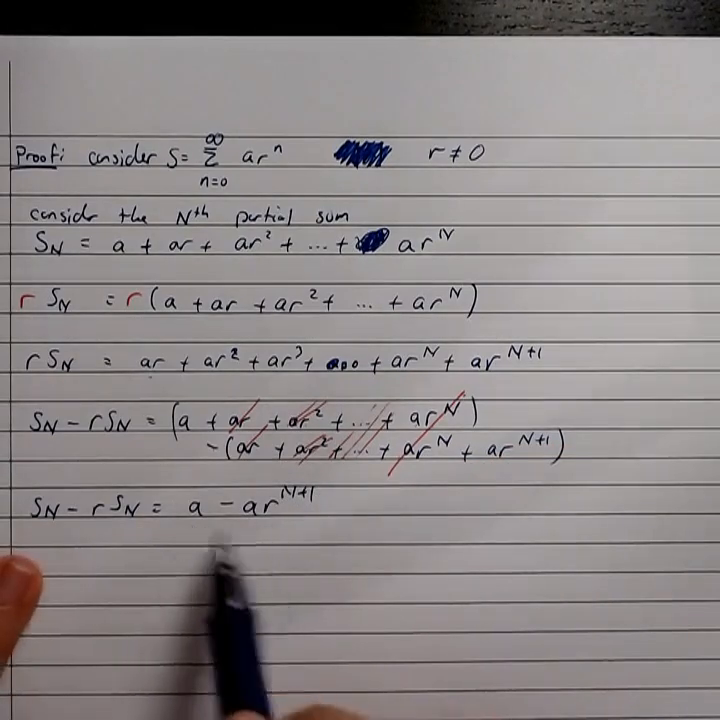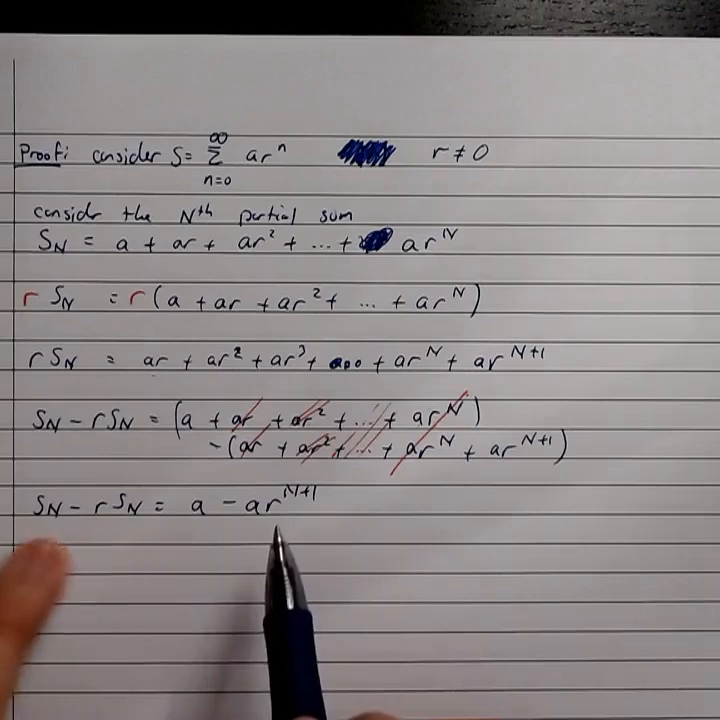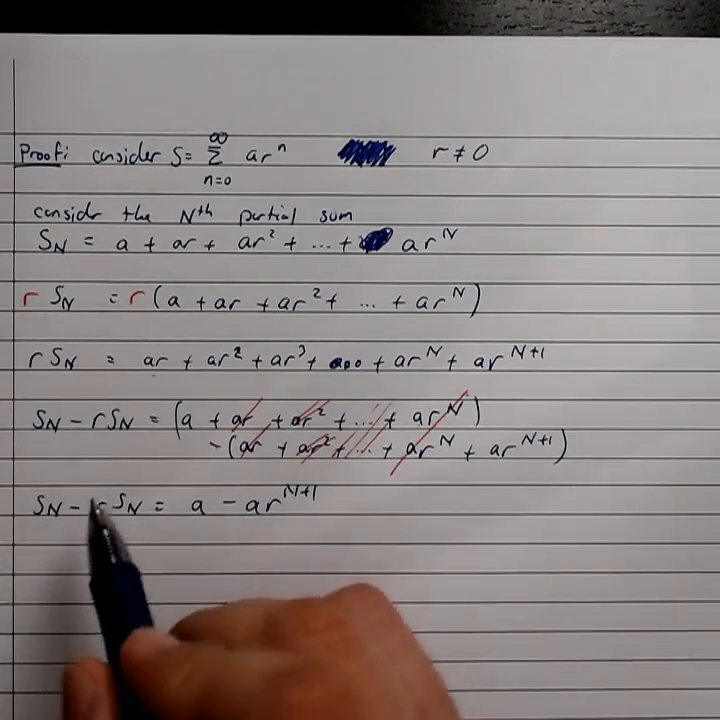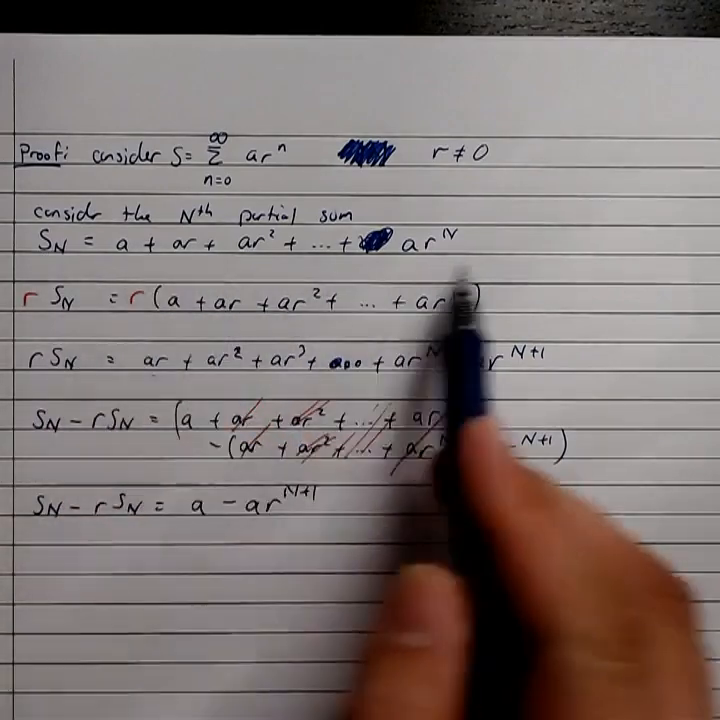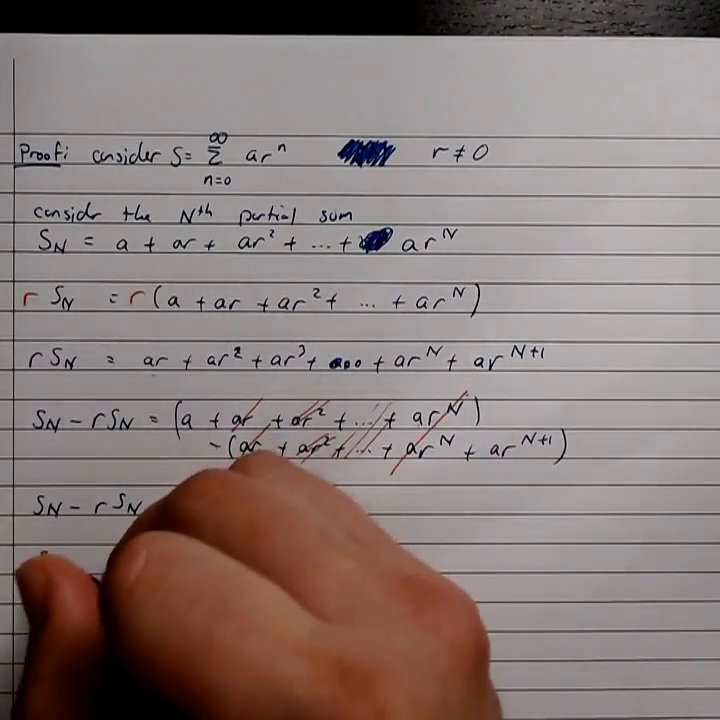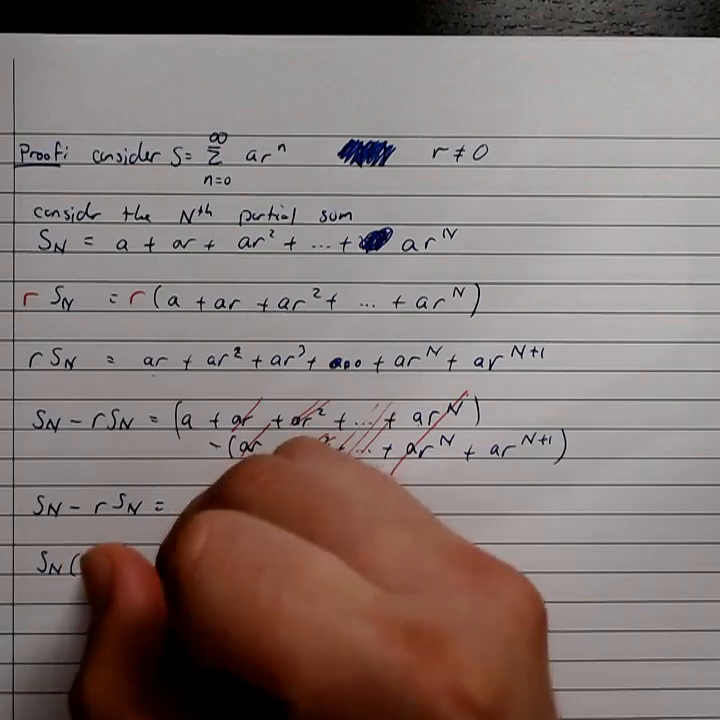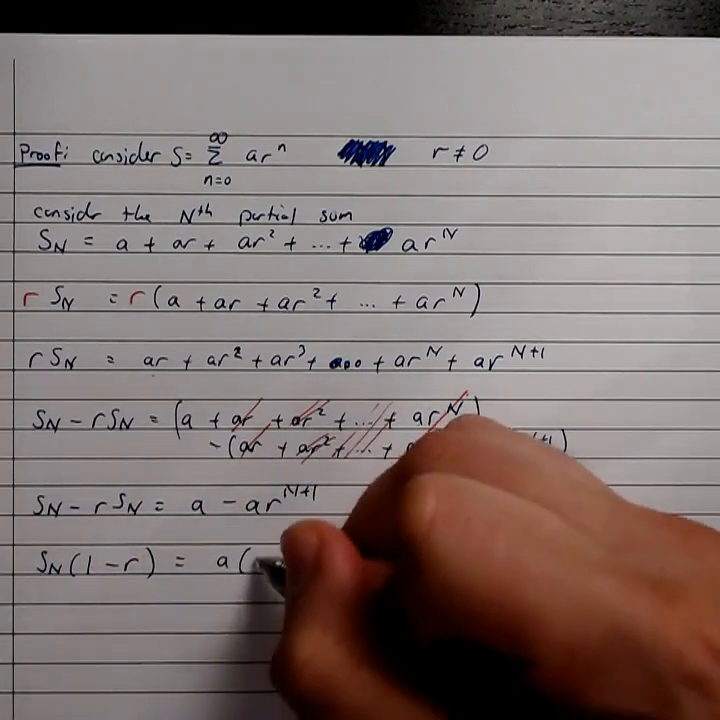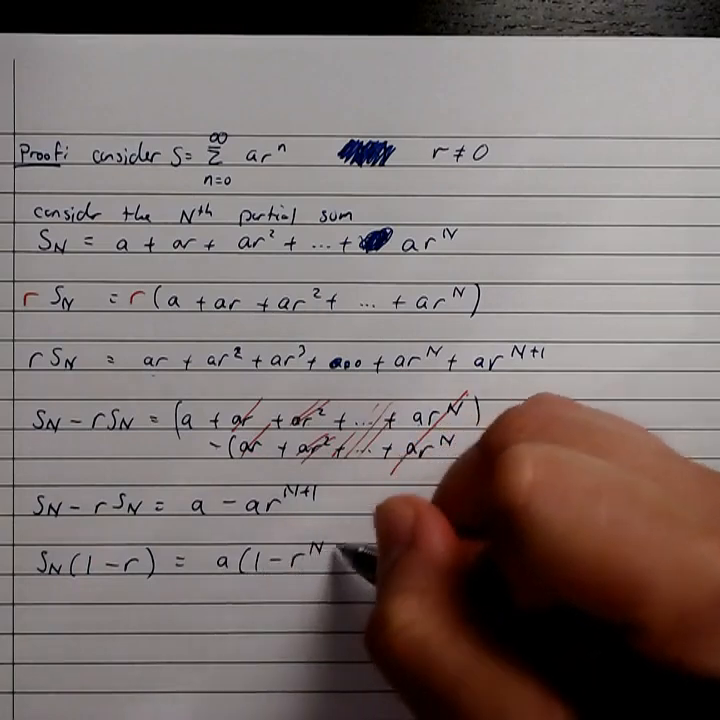Notice here I have a common factor of A. Notice here I have a common factor of S sub n. Now remember, S sub n is just a number. It's a sum of some terms. So I can factor it out. So I can write this as S sub n times 1 minus R equals A times 1 minus R to the n plus 1.